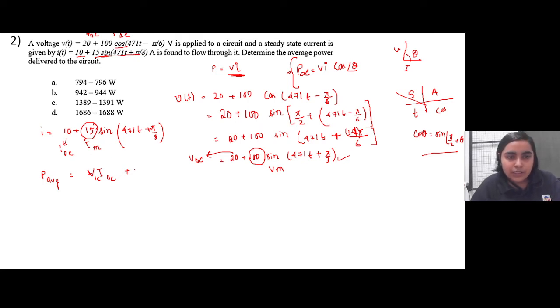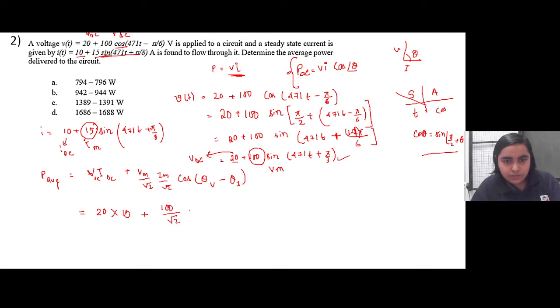Now, here it will be RMS, right? So instead of that, we'll just write I maximum by root 2. So it is Vm by root 2, Im by root 2 times cos of the angle between voltage and current. So you have VDC as 20 volt, IDC is 10 plus maximum value of voltage is 100 by root 2. For current it is 15 by root 2 cos of, so voltage is the angle, the phase angle of voltage is pi by 3, and that for the current is pi by 8.